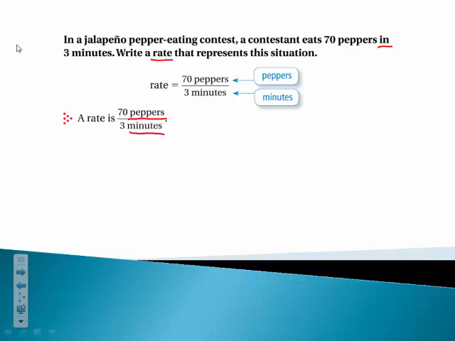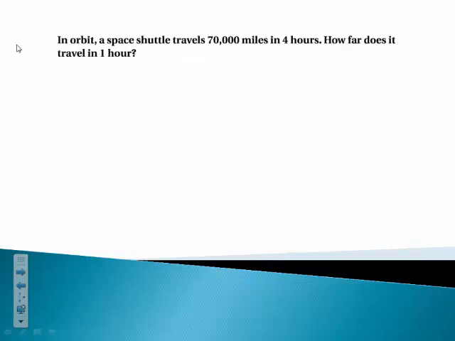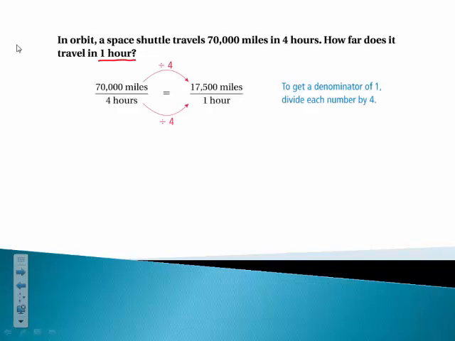It's very close to a ratio. You just are talking about 2 different things now. So, and the next example. In orbit, a space shuttle travels 70,000 miles in 4 hours. How far does it travel in 1 hour? So that's another fancy way of asking you for the unit rate, because it's saying you want the denominator to be 1 hour. So all you have to do is put the 70,000 miles in 4 hours, or 70,000 miles per 4 hours.